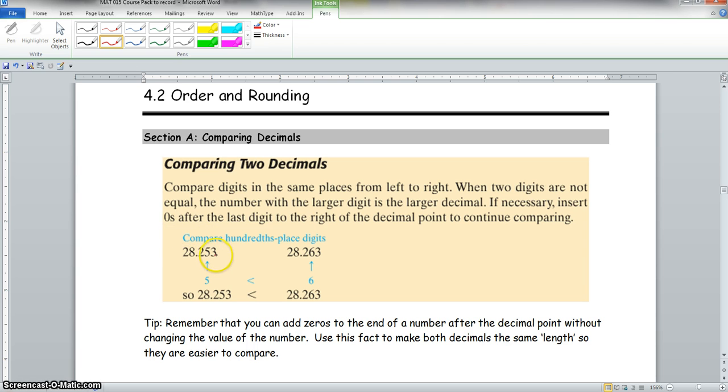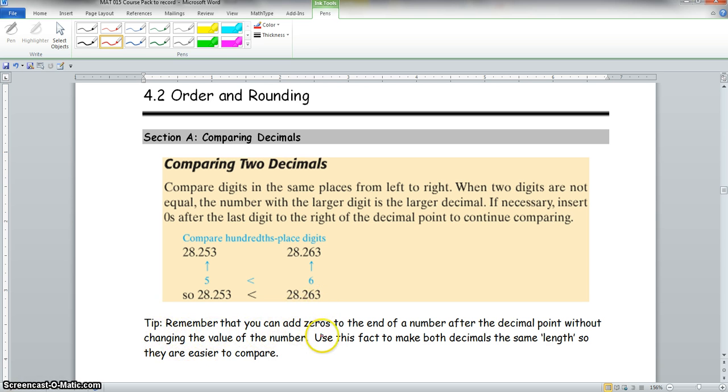For example, we have 28.235 and 28.263. Now we look here. In front of the decimal, we both have 2 in the tens place. We both have 8 in the ones place. Now we go behind the decimal. We both have 2 in the tenths place. But now we have a difference here. In this first number, we have 5 in the hundredths place and 6 in the hundredths place. And we know 6 is greater than 5. So 28.235 is less than 28.263.